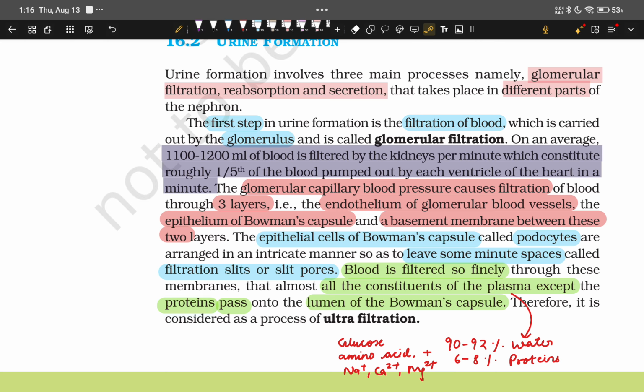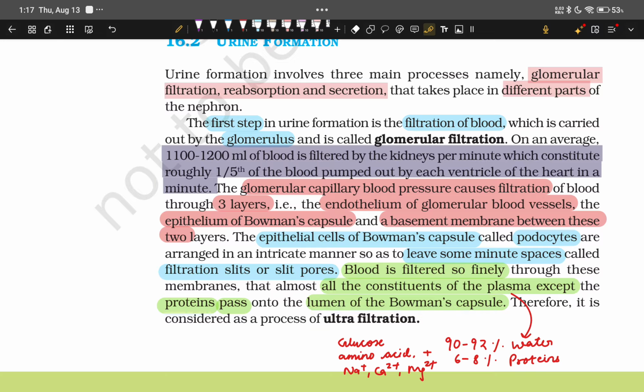Now moving on to the next part, which is epithelial cells of Bowman capsule, known as podocytes. They are arranged in an intricate manner so as to leave some minute spaces, and these minute spaces are called filtration slits or pores. These are the spaces through which the filtered blood, also known as filtrate, enters. Blood is filtered so finely that all the constituents of plasma are there in the filtrate except protein. So all the constituents pass except protein into the lumen of Bowman capsule.